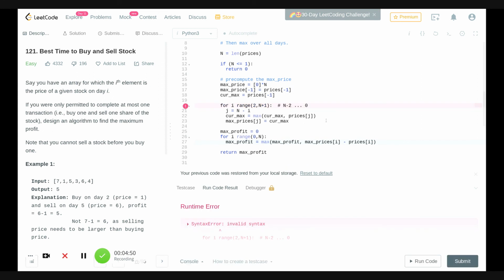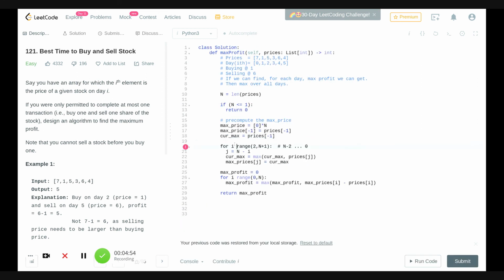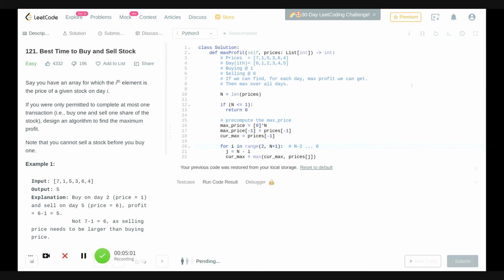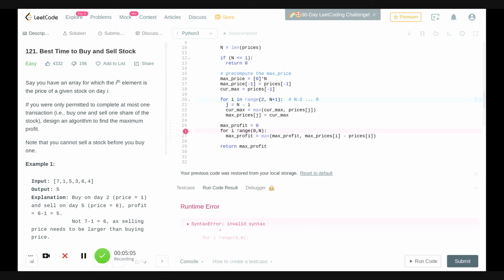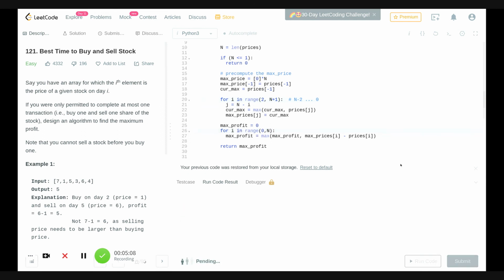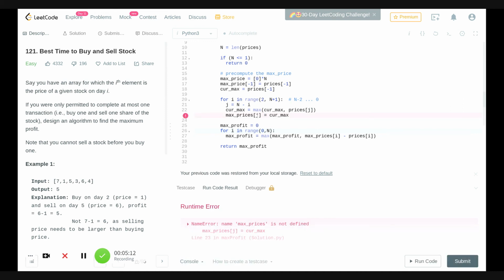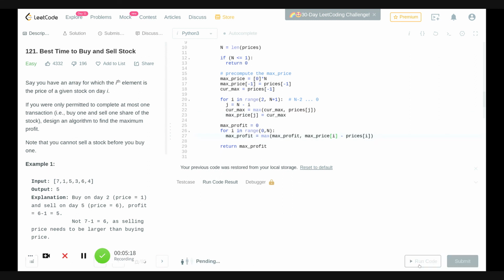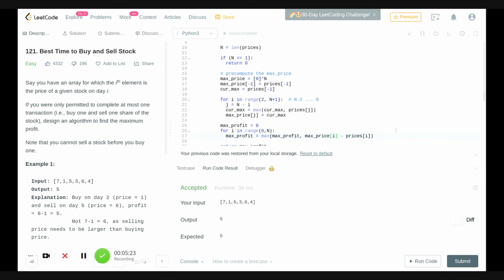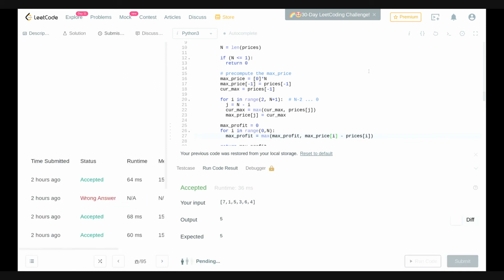Oops. We also need to fix this. Okay, my bad, syntax error. Max price. Okay, great. Let us submit this code. Okay, great.